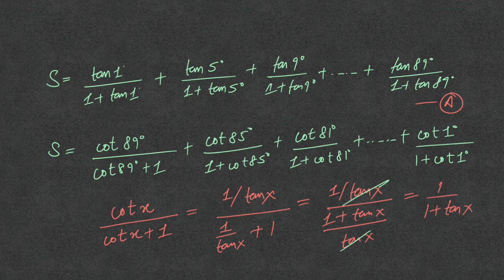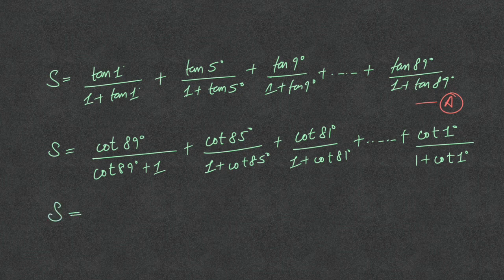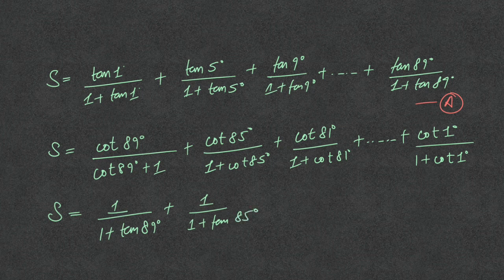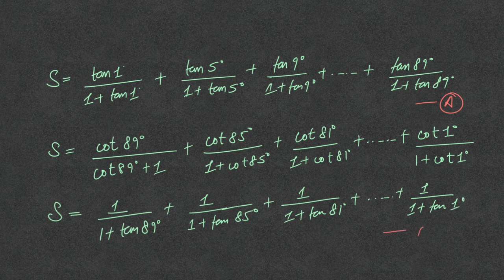That means every term here will follow this pattern, and in terms of tangent it becomes 1 upon 1 plus tan x. Therefore S becomes now 1 upon 1 plus tangent of 89 degree, plus 1 upon 1 plus tangent of 85 degree, plus 1 upon 1 plus tangent of 81 degree, plus so on, and finally 1 upon 1 plus tangent of 1 degree. Let it be equation number B.